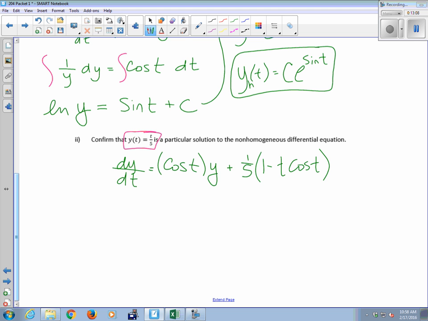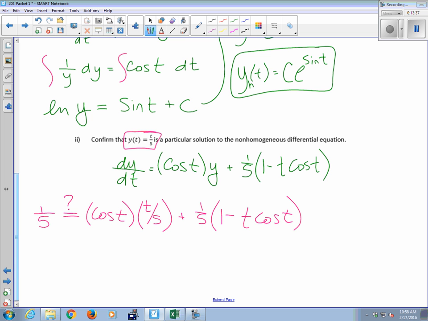1/5. Good. So I'm just asking you to take the derivative of t over 5, right? You get 1/5. I'm going to write it over here because I might have to do a lot of algebra here. Okay, does that equal? Then on the right-hand side of the equation, wherever I see a y, I'm going to replace it with t over 5. So I have cosine t times t over 5 plus 1/5 times 1 minus t cosine t. All right. If this equation is true, then I have confirmed that t over 5 is in fact a solution.